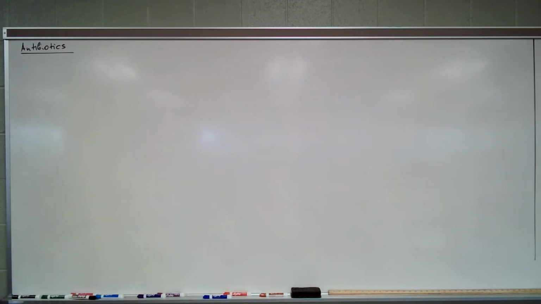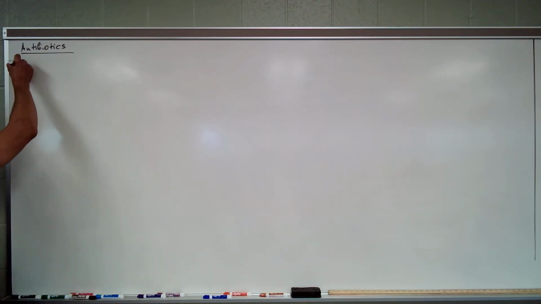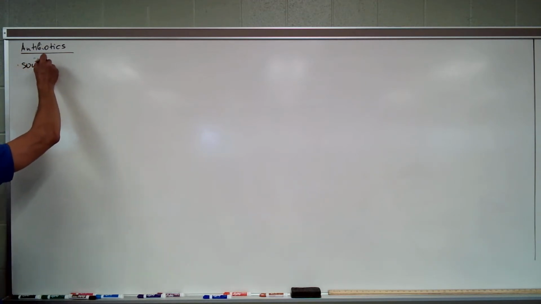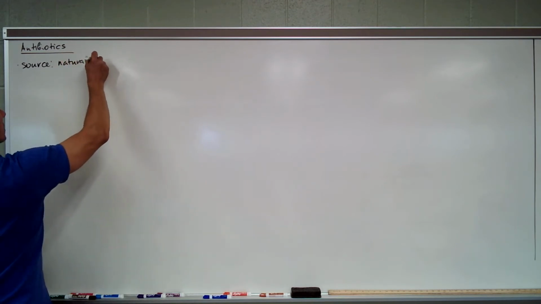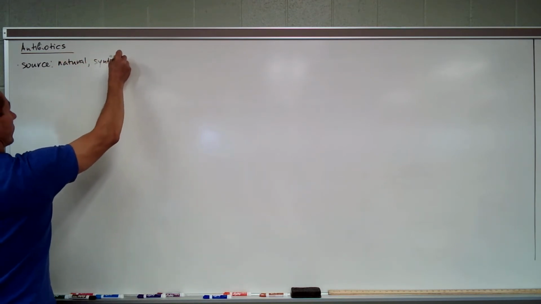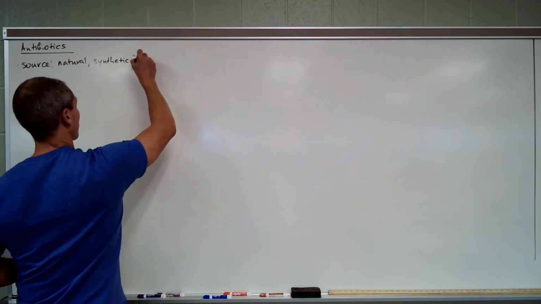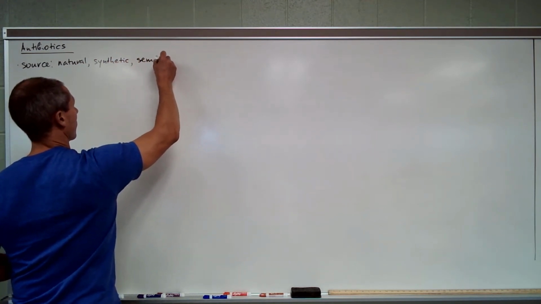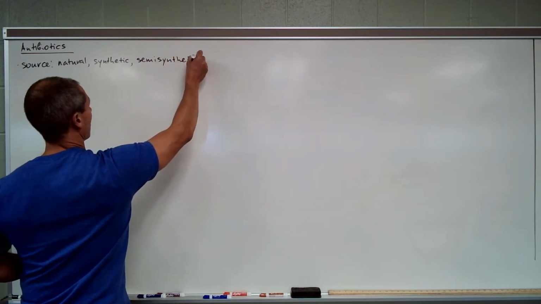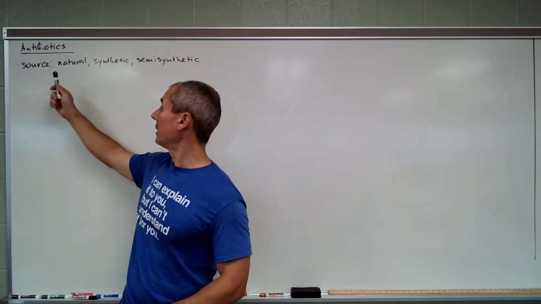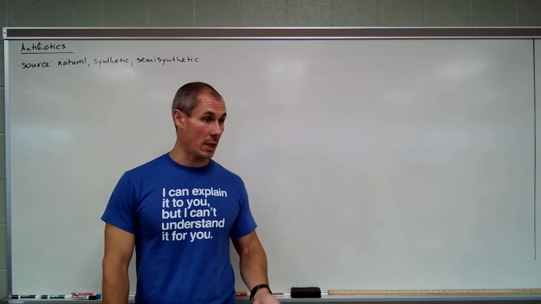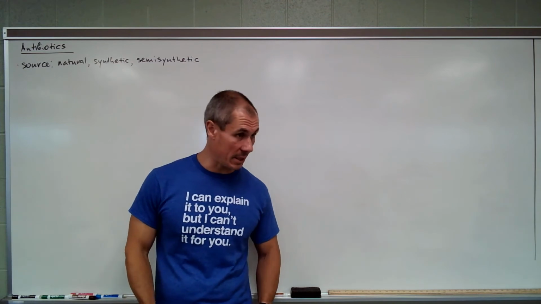So what are the general considerations, the general ideas in the field of antibiotics? Source. Antibiotics can be natural, synthetic, or semi-synthetic. For quick examples, penicillin is a natural antibiotic. It was isolated from Penicillium notatum. That makes sense?